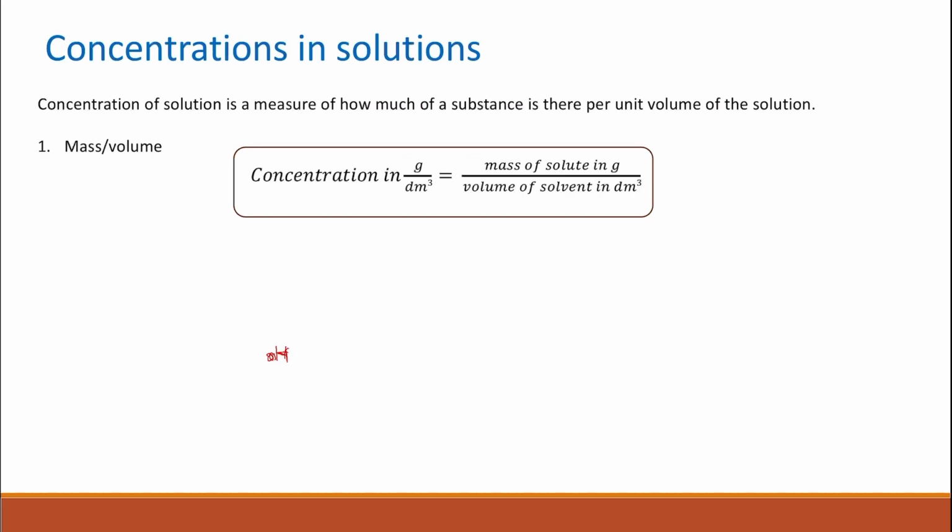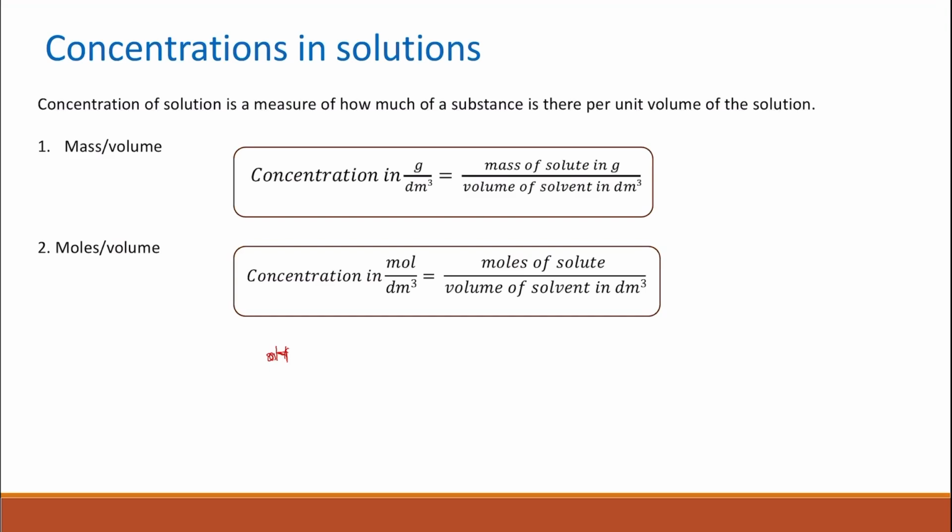The first one you need to know is the mass over volume. Mass over volume is how many grams of solute are in 1 decimeter cubed of the solution. So concentration in gram per decimeter cubed, which is mass over volume, will equal the mass of the solute in gram divided by the volume of the solvent in decimeter cubed.